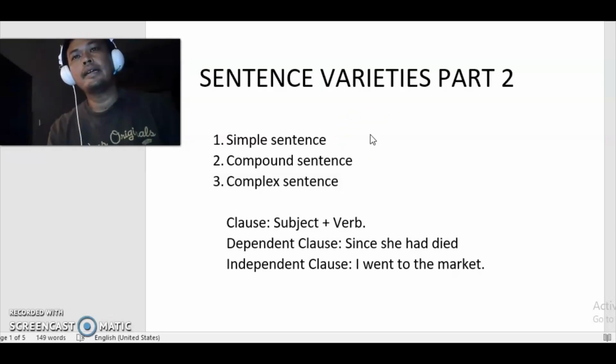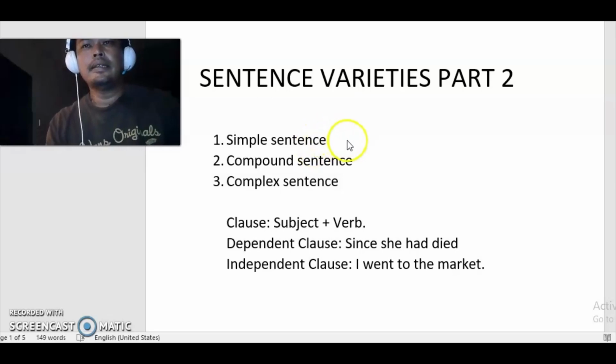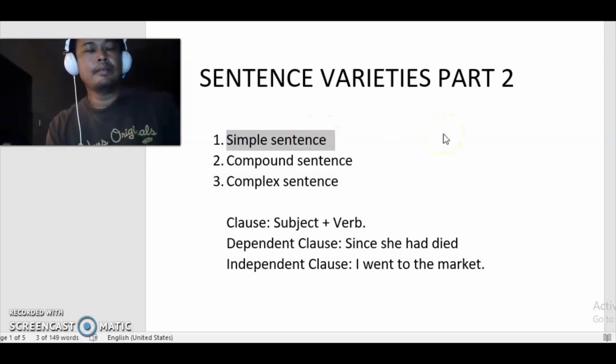Okay, from the last class, sentence varieties part 1, we have studied what a clause is. A clause is supposed to have a verb and a subject. There is an independent clause and a dependent clause. Now, here we see the simple sentence. A simple sentence is supposed to be in the form of an independent clause.